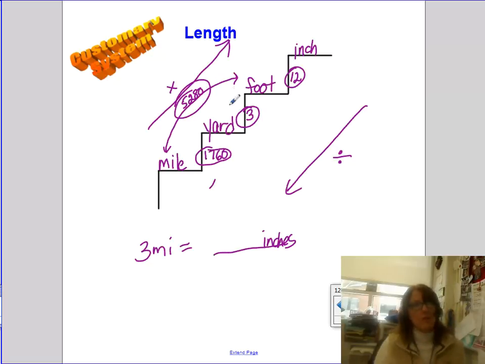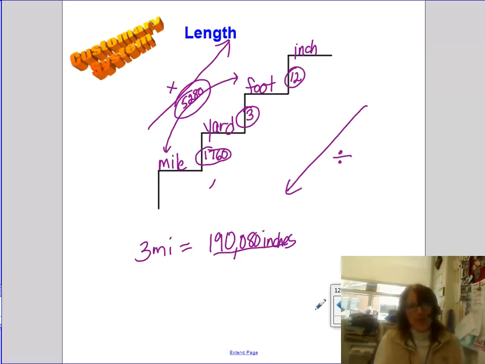Okay, so I'm going up the ladder. So multiply by 1,760. If you did equals right now, you'd see that you'd have 5,280 yards. Then go times 3 again. That'll give you the feet. Now we are at 15,000 some. And then one last step, multiply by 12. So we have to go times, times, times. And you get 190,080 inches.